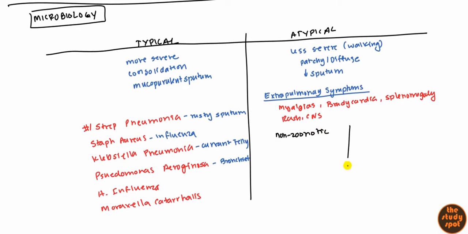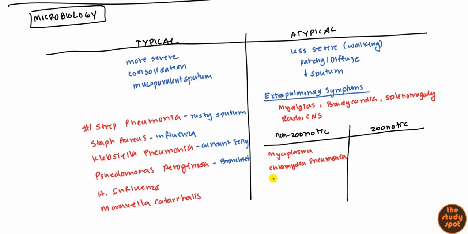Now, with atypical, it's broken up into non-zoonotic and zoonotic, and this just means either the patient gets the actual bug through an animal or not through an animal. So in non-zoonotic, the patient is not receiving the bug through an animal. The three most common bacterial causes are mycoplasma, chlamydia pneumonia, and Legionella.